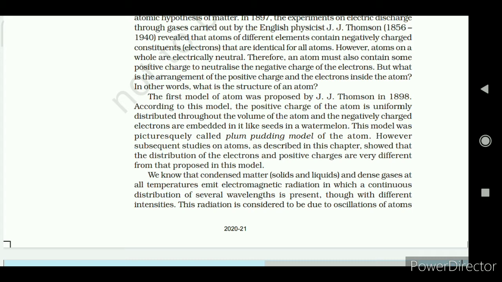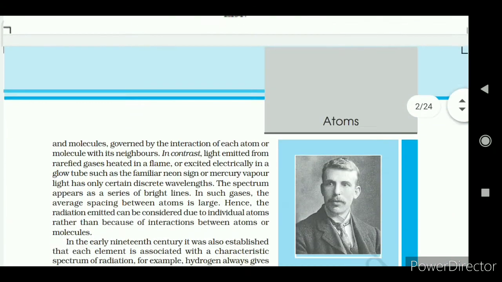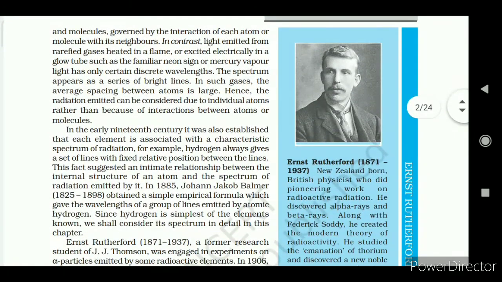However, subsequent studies on atoms, as described in this chapter, showed that the distribution of the electrons and positive charges is very different from that proposed in this model. We know that condensed matter and dense gases at all temperatures emit electromagnetic radiations in which a continuous distribution of several wavelengths is present, though with different intensities. This radiation is considered to be due to oscillation of atoms and molecules, governed by the interaction of each atom or molecule with its neighbors.